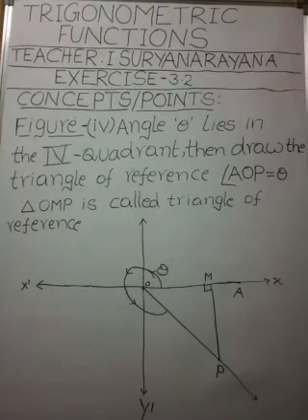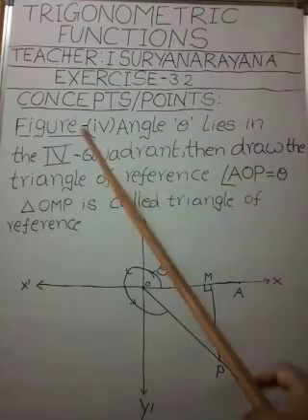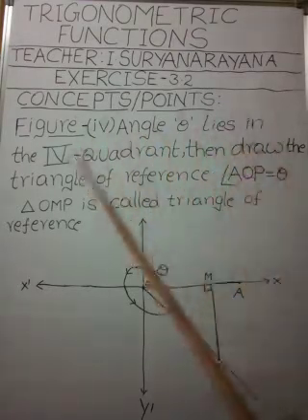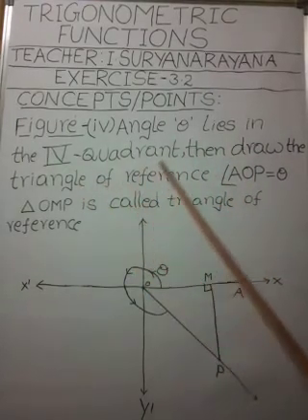Right. Now come to the next point, my dear children. Sometimes they will give that angle theta lies in the fourth quadrant and they will give the value of any one of the trigonometric functions of angle theta, and they will ask to find the remaining trigonometric function values of theta. Okay, my dear children. In that case, we have to draw a triangle of reference. See this figure, my dear children. Figure 4. Angle theta lies in the fourth quadrant. Then draw the triangle of reference.